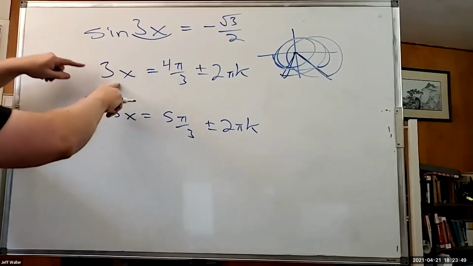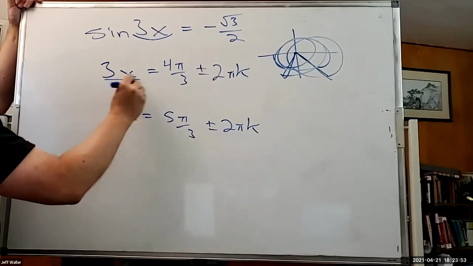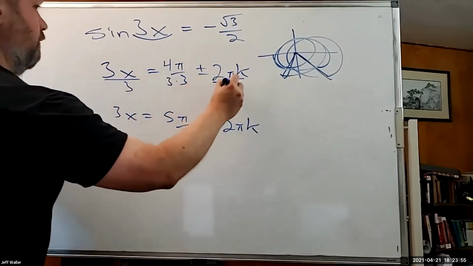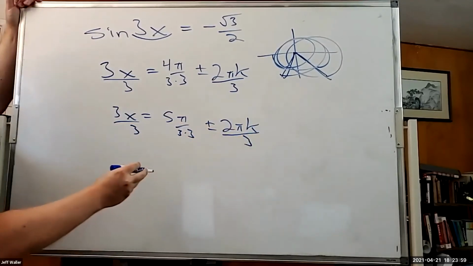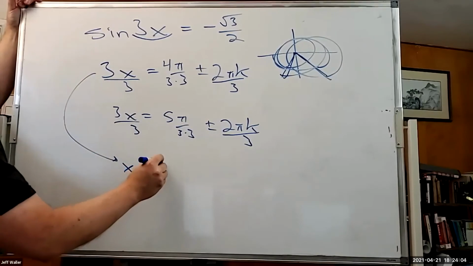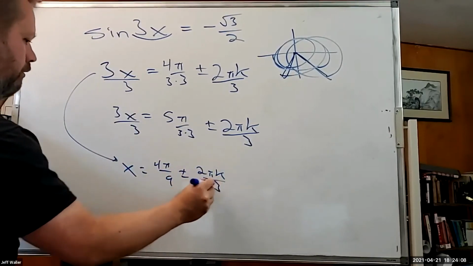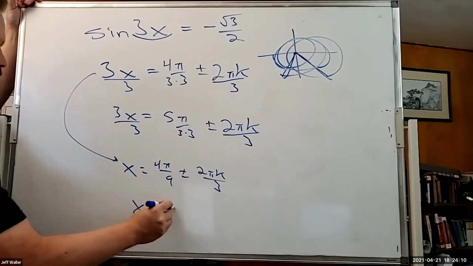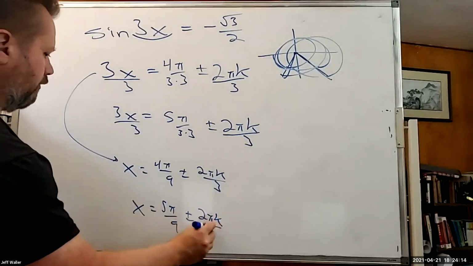So now all I do, this isn't that weird, is divide everything by 3. So my two answers are 4 pi over 9, give or take 2 pi k over 3, or 5 pi over 9, give or take 2 pi k over 3.